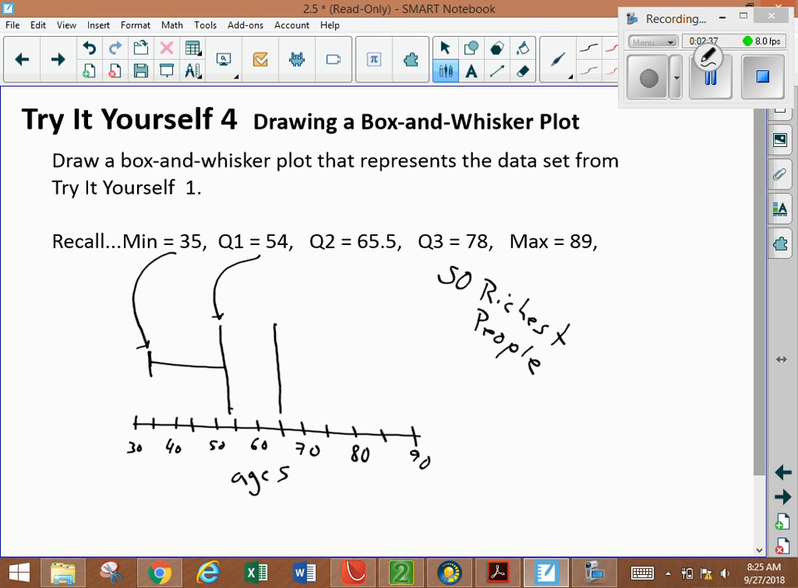Alright, so there's our quartile 2. This is also, we pointed out yesterday, right? That's your median, right? Quartile 3 is at 78, so right around here. So there's quartile 2, or our median, quartile 3. And now our max is at 89, so almost 90, so we'll put another whisker.